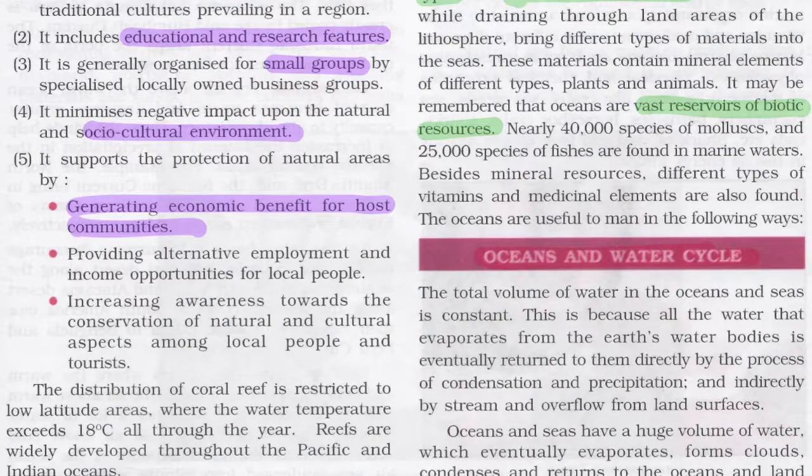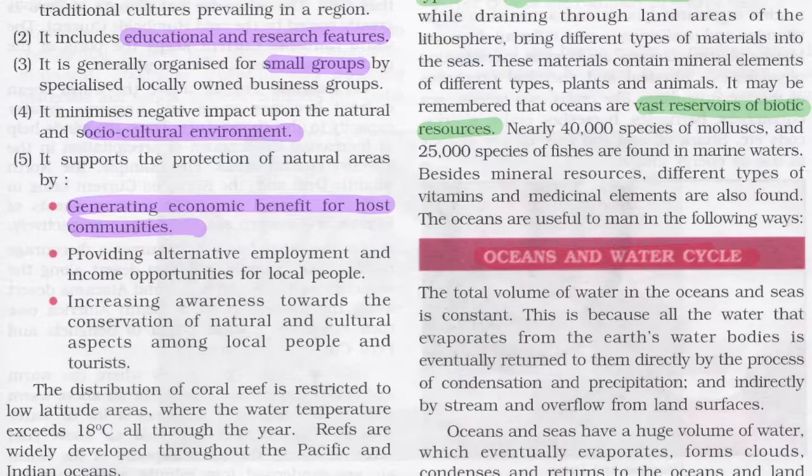The total volume of water in the oceans and seas will be constant, and this is because all the water that evaporates from the earth's water bodies is returned back to the earth by the process of condensation and precipitation, and indirectly it is overflown by the streams from land surfaces.